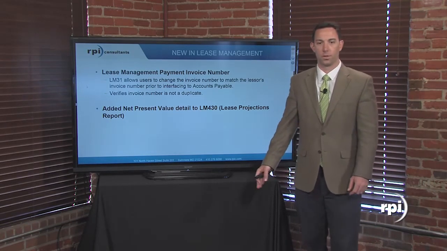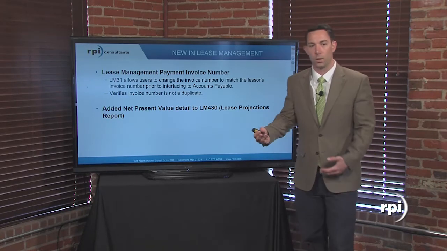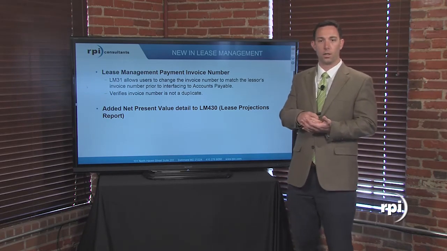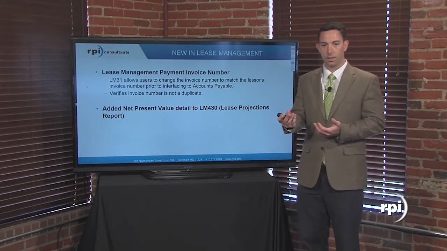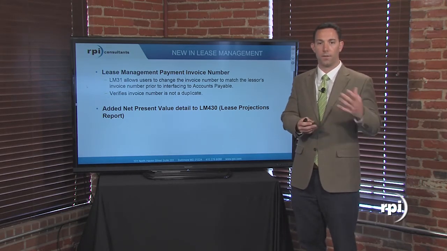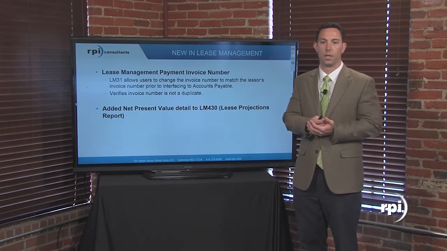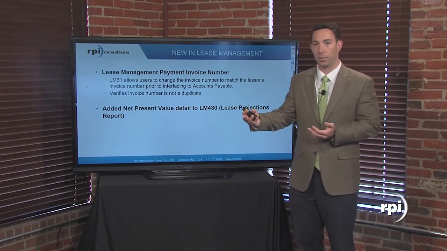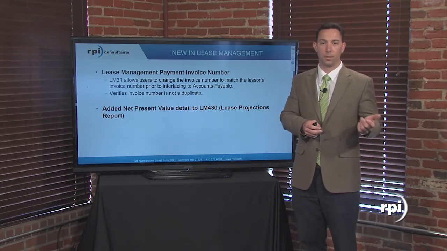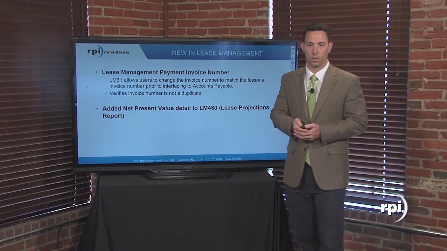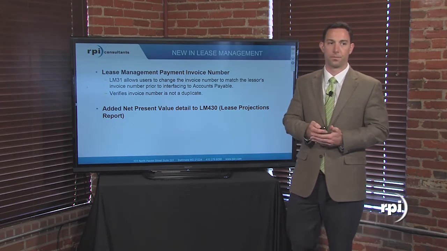Lease management. A couple things here. So what's nice now is that the LM31 will allow you to adjust the invoice number that Lawson creates to match whatever the vendor, the lessor, is telling you this invoice number is going to be. So Lawson generates an invoice number for you, but now it's letting you change that number to match the lessor's invoice number. That seems super useful.